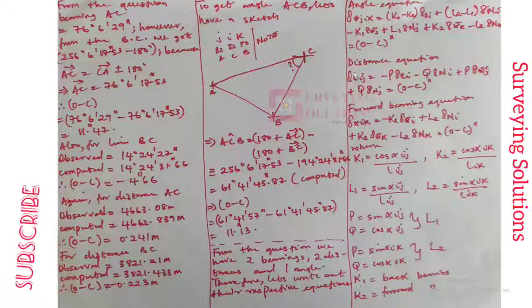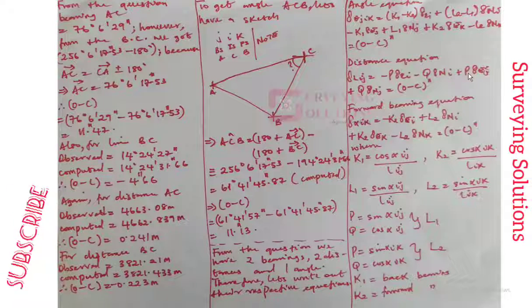So for your distance, Lij is equal to what? The coefficient of delta easting for your instrument station, which is I, is minus P. Then the coefficient of delta northing of your instrument station is minus Q, right? Plus, then you now move to your forward station, which is J, as we have told you earlier. Then the coefficient of delta easting for the forward station is what?